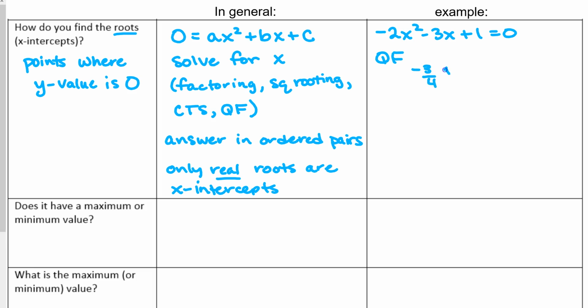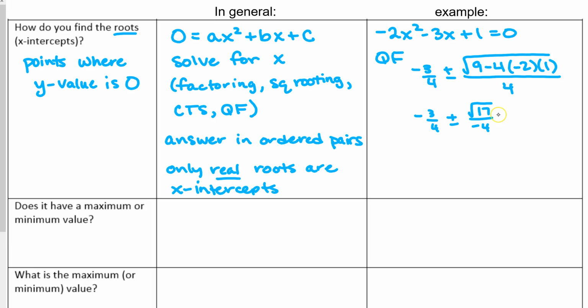That's negative 3/4. And then for the rest of the quadratic formula, we have plus or minus the square root of b squared minus 4ac over 2a. And this simplifies to be negative 3/4 plus or minus the square root of 17 over negative 4. Now, I'm going to write that as negative 3/4 plus or minus the square root of 17 over 4.